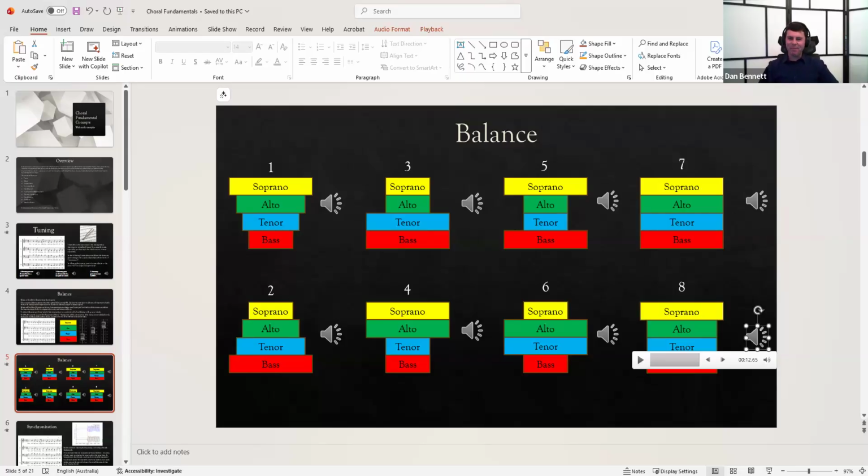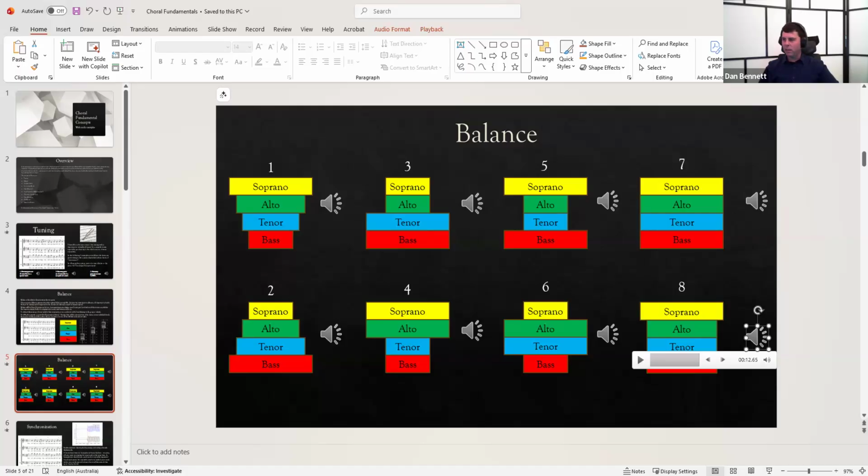But number 4, loud soprano, alto, soft tenor and bass. No, I'll take one of those. All right, thanks, Paul. Good. Number 5, loud soprano and bass, soft alto and tenor. Nope. Number 6, loud alto and tenor, soft soprano and bass. We have 1 for 6. Oh, 1 for 6. Thank you, Mark Brown. And Mitch as well, in the chat. Thank you, Mitch. So 2 for 6. Hooray.